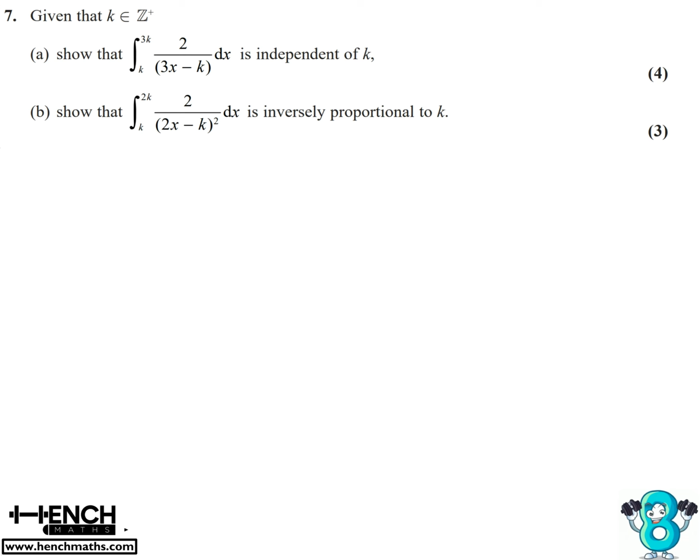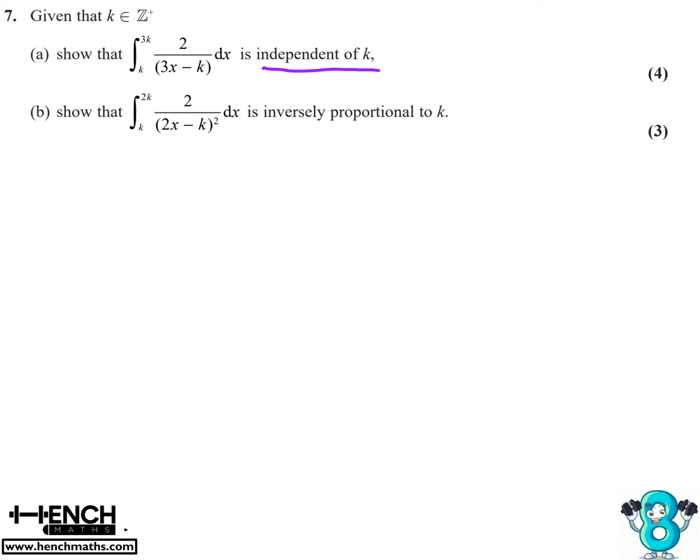Question 7. Given that k belongs to the set of positive integers, so that's what that Z plus means, positive integers, show that the integral of 2 divided by 3x subtract k with respect to x between the limits 3k and k is independent of k. Now what that's effectively saying is once we get our answer out, hopefully k is going to disappear.